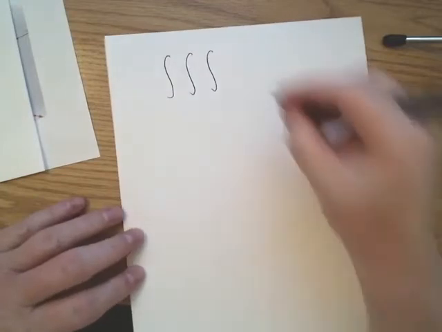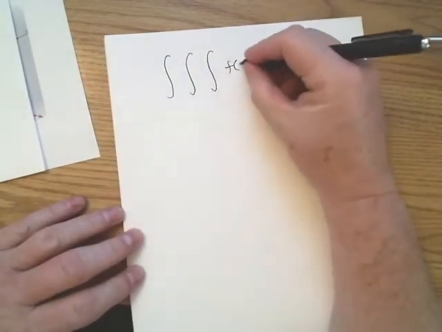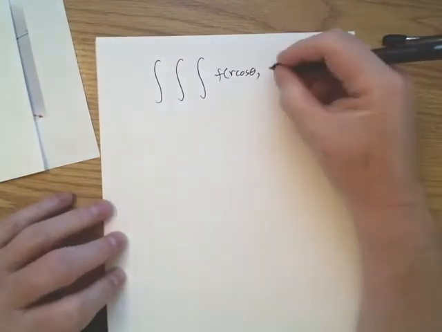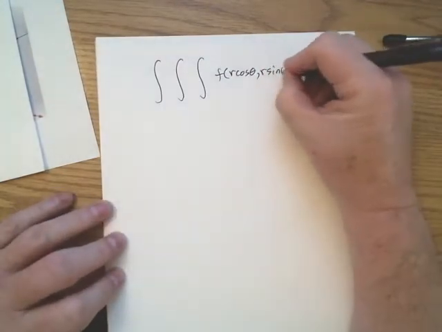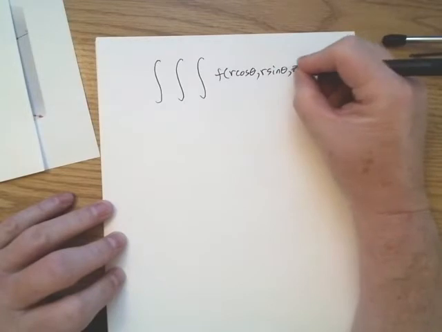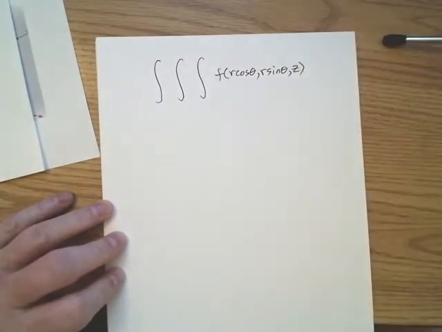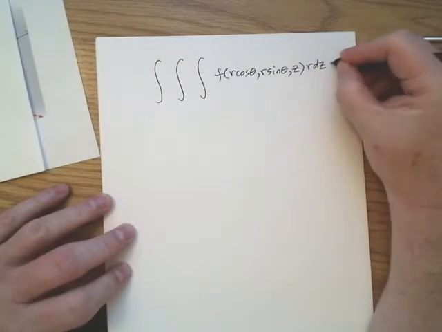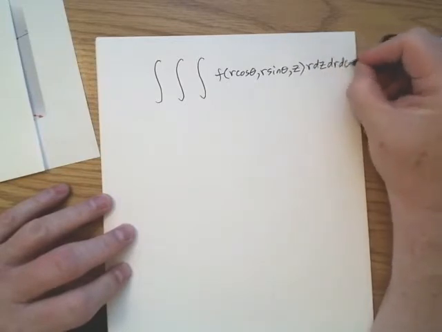Alrighty. Now I've got f of what? R cosine theta, because that's my x, right? My y is r sine theta. And then I've got what? Z. And then I'm going to have what? R dz dr d theta.